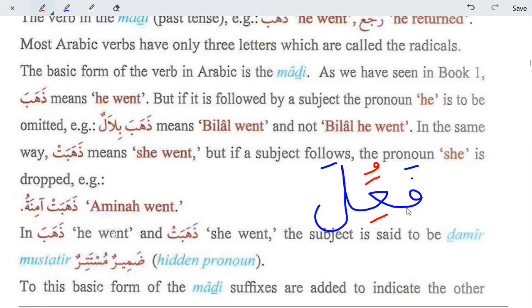Most of the Arabic verbs are made from 3 letters. First is called fa, second is called ayn, and third is called lam. Like zahaba, you see it as 3 letters. So zal is represented by fa, ha is represented by ayn, and ba is represented by lam. Raja'a, kataba, kara'a. All these you will notice are made by 3 letters. First letter is always fatha. Third letter always has fatha in fi'l mazi only, past tense. But the second letter can have dhamma, fatha, kasra.